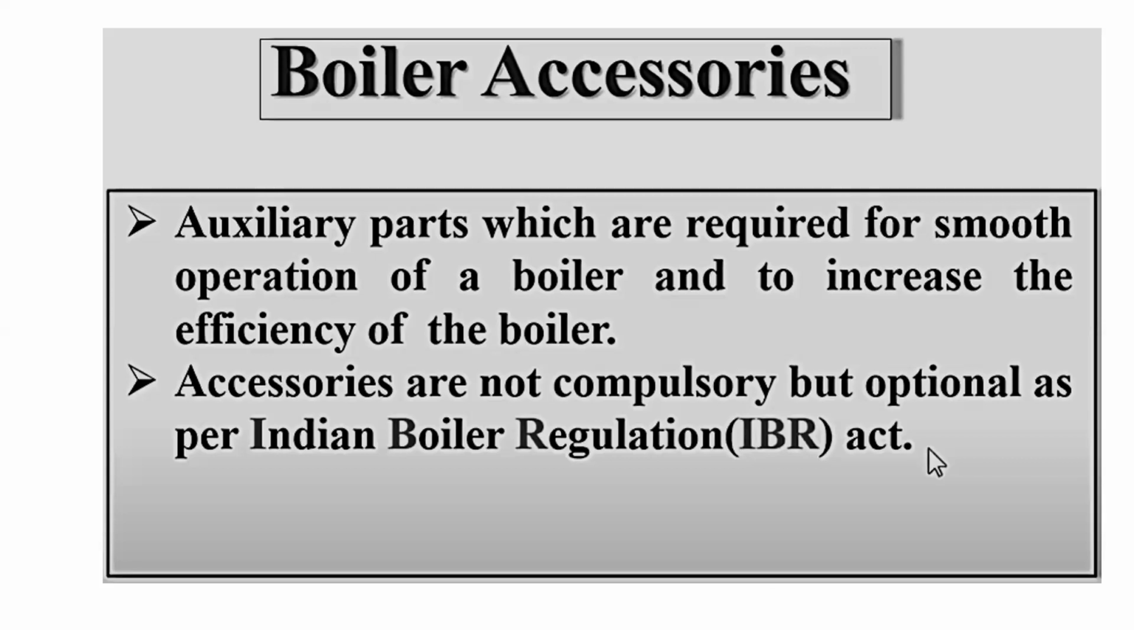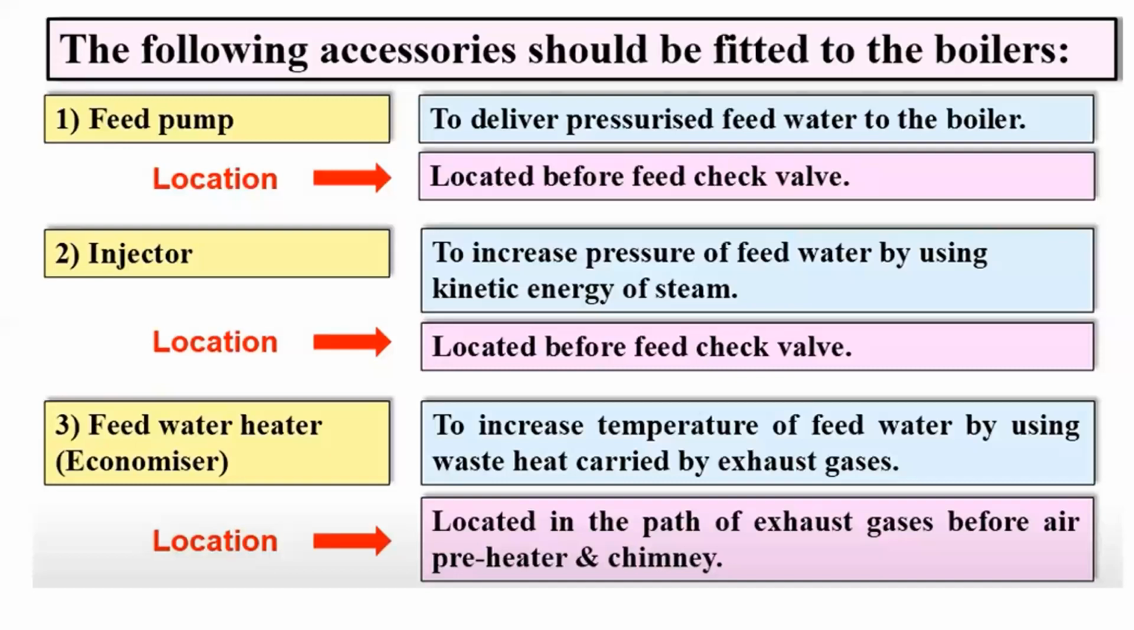And we are having some accessories. We discussed earlier, these are the parts which are required for smooth operation of the boiler to increase efficiency of the boiler. These are not actually compulsory, but if they are there, your working efficiency will increase, right? So one is the feed pump, to deliver the pressurized feed water to the boiler, and it is located just before the feed check valve, right? And injector, to increase the pressure of the feed water by using kinetic energy of the steam, and it is located before the feed check valve.